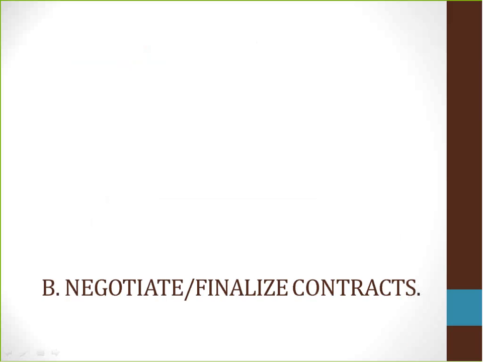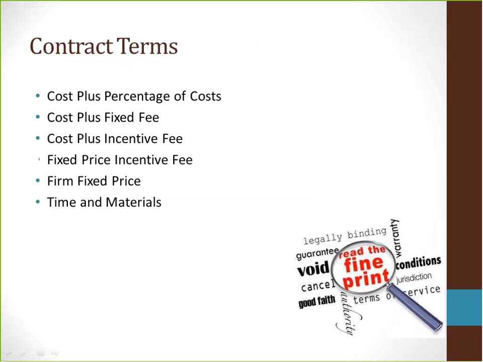Next, we will review negotiating and finalizing contracts. You will need to know the following contract terms and their definitions. The first is cost plus percentage of costs. Here, the buyer assumes risks, provides for reimbursement to the contractor for allowable costs due to contract performance.